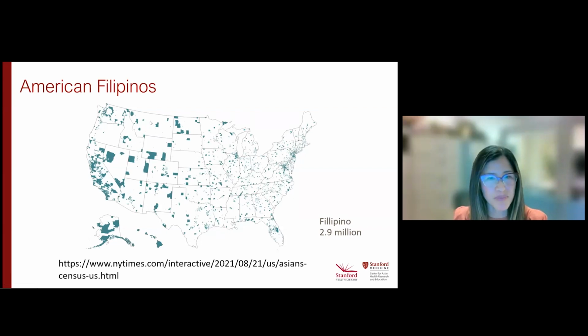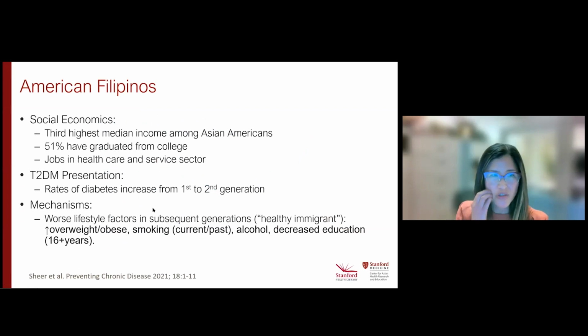Individuals coming from the Philippines or from Filipino backgrounds are not necessarily the same as all other Asian groups. This looks at the density of Filipinos in the United States, high concentrations in California and Hawaii. The socioeconomics for this group, again, high median income, the third highest among Asian Americans. 51% have graduated from college, with jobs in healthcare and the service sector.